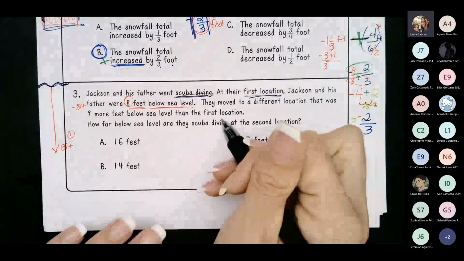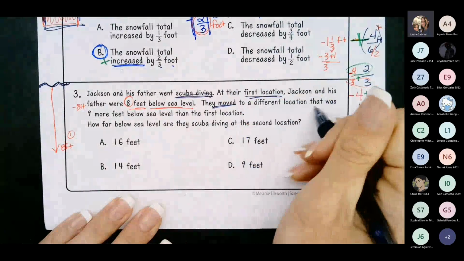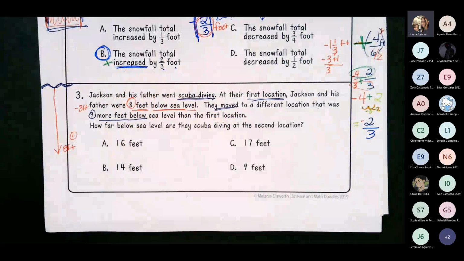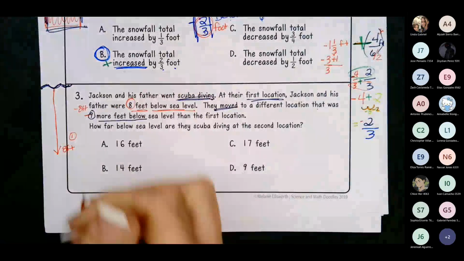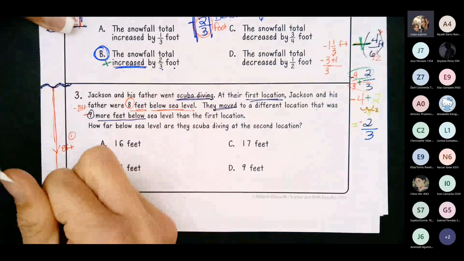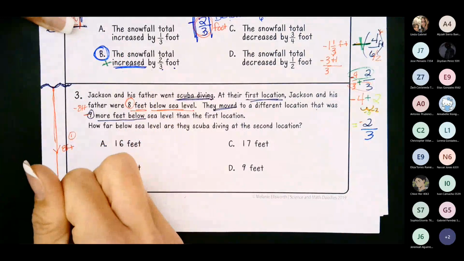So then they moved to a different location that was 9 more feet below sea level, right? They subtracted another 9 feet. Location 2.